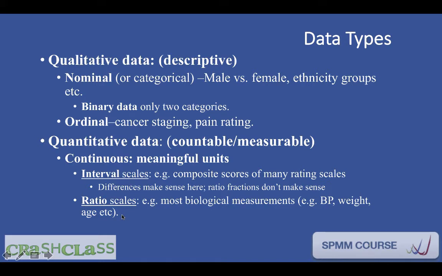Ratio scale is the most evolved form of quantitative data. Most biological measurements use ratio scales. In ratio scales, differences make meaningful value. Ratios also make meaningful values.